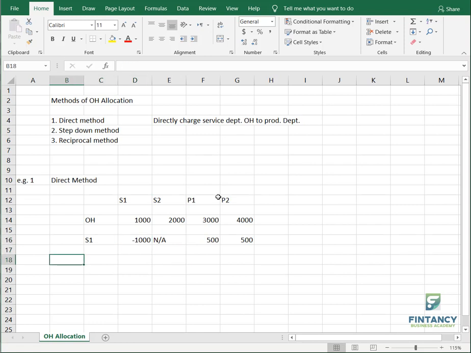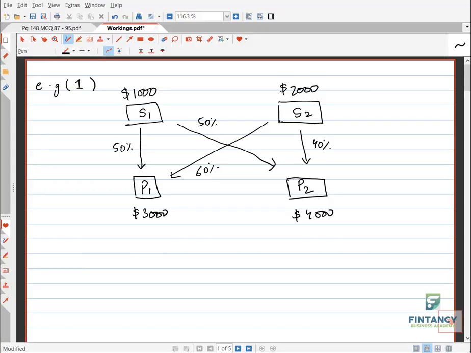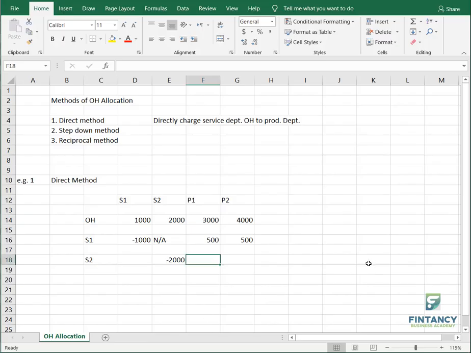So my friends, if I go for S2 now, how much was S2? Minus 2000, right? In what ratio do I have to allocate? 60-40. How much is 60% of 2000? 1200, and the remaining is 800. So like this you will allocate for S2. Easy or difficult? Please write in the chat box. Is this easy or difficult?